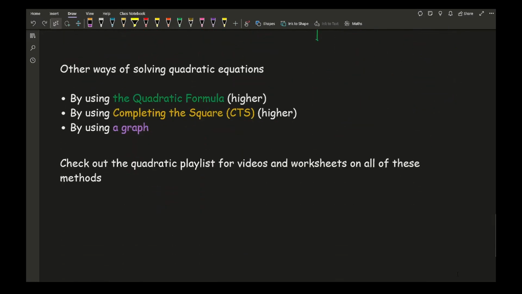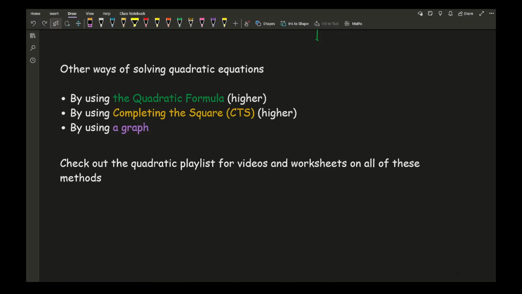Now there are other ways of solving a quadratic equation. That is by using the quadratic formula, which tends to appear on the higher paper and also on a calculator paper. The method I've showed you could appear on both the higher and the foundation, but also on calculator or non-calculator, even though we didn't actually use a calculator. We can also use a method of completing the square, or CTS as I like to call it, which again only really appears on the higher paper.